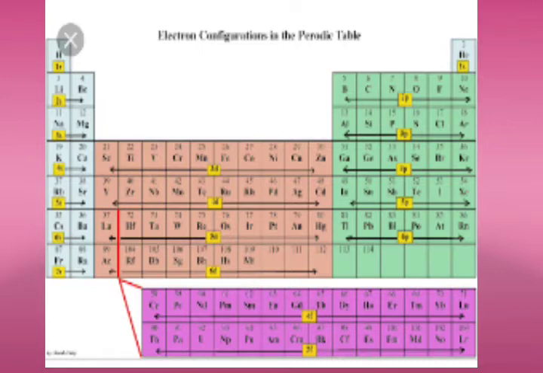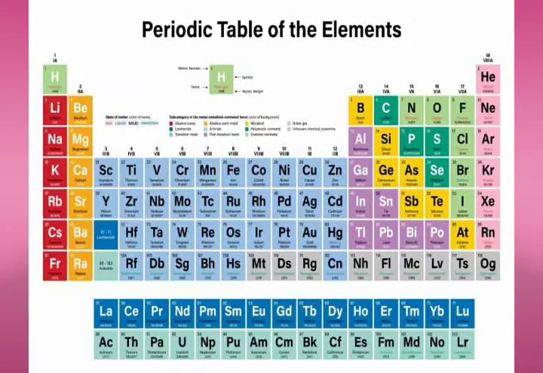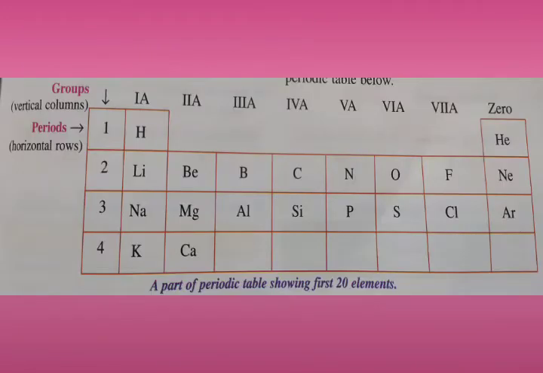In order to study these elements in an organized manner, they need to be classified. The first attempt was made on the basis of some of their physical and chemical properties, due to which elements could be classified into metals and non-metals. Later on, some more properties were taken into consideration and elements were arranged systematically in tabular form. The horizontal rows of the table are called periods and the vertical columns are called groups. So let us see the first 20 elements in the periodic table on the screen. Clear?